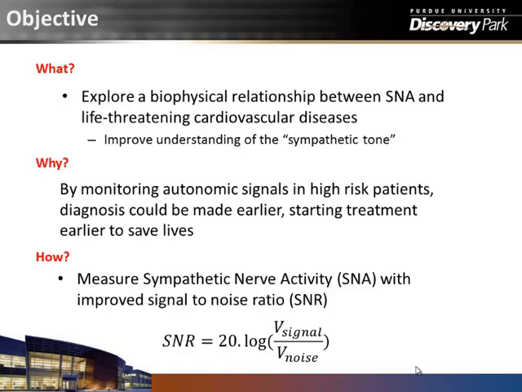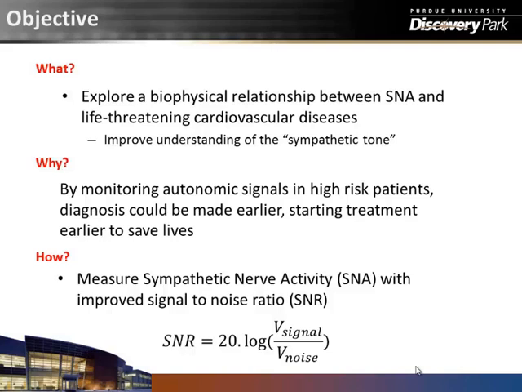Why do we want to do this? Because the hypothesis is that if we can understand that language, we would be placed in a position to make a diagnosis earlier, before a heart attack, for example, begin treatment, and thus save lives. How do we propose to do that?